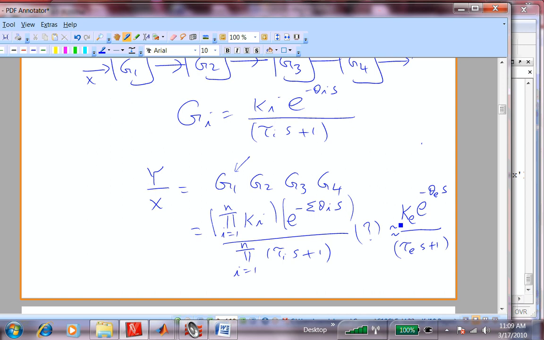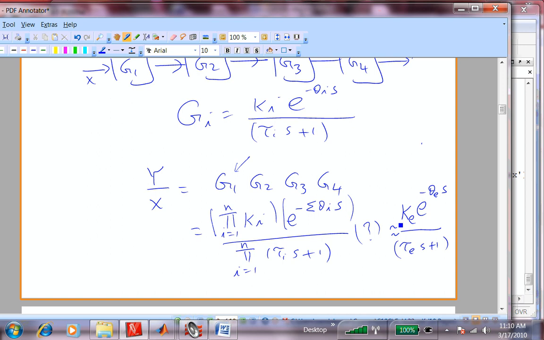So the first thing that I want you to notice is, what is KE? That effective gain. Product of all the individual gains. What is the effective delay? Sum of all the effective delays. What is the effective time constant? That is the problem. You cannot get that easily from knowing the individual time constants.